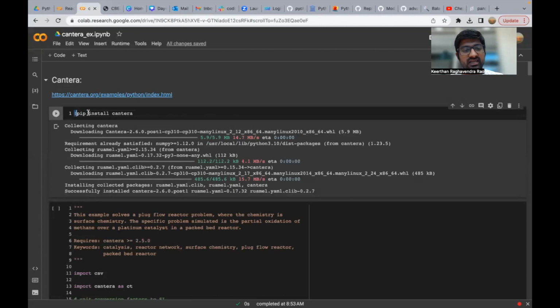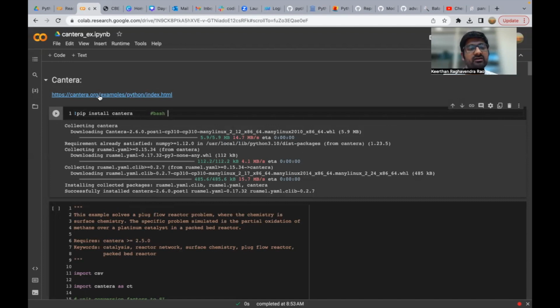This is indicating that this is a bash script. You can read about what they are if you're interested, but just remember that this line is not Python code. This is some other language called bash. So we install packages using pip install Cantera.